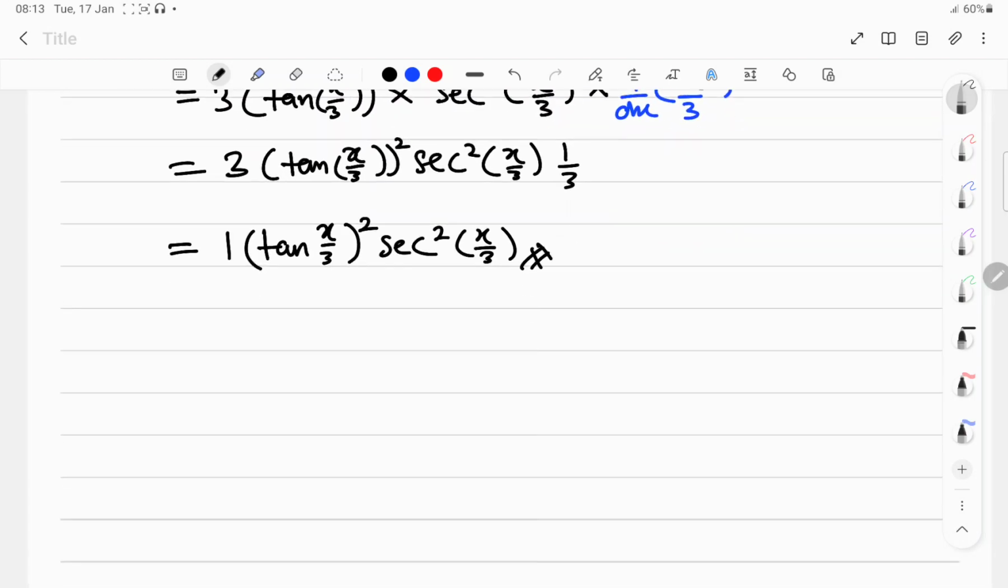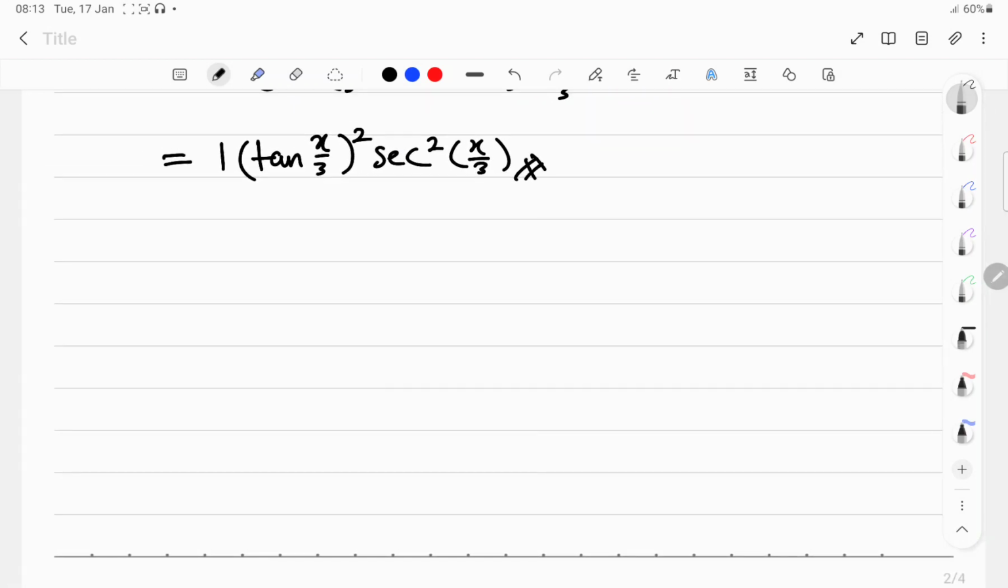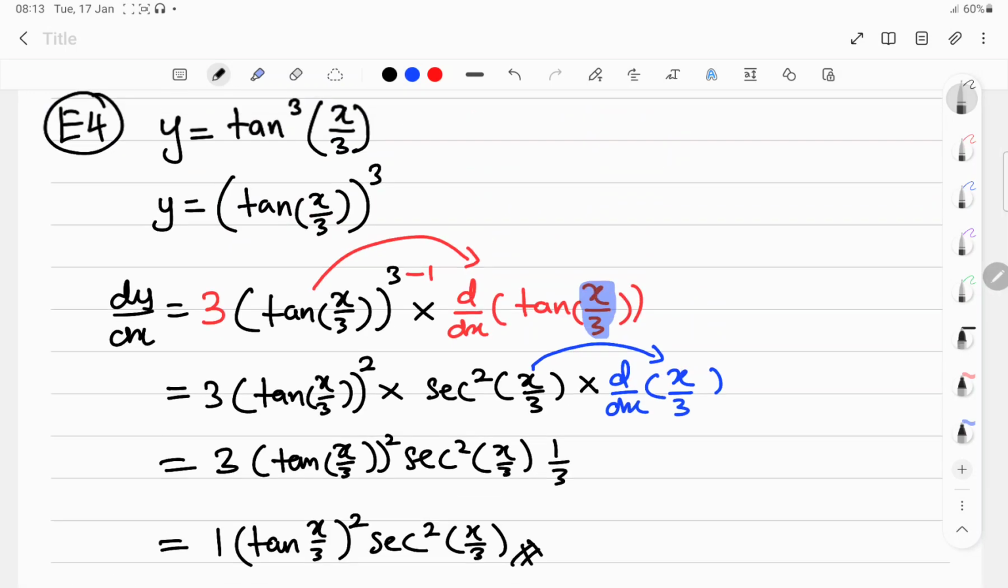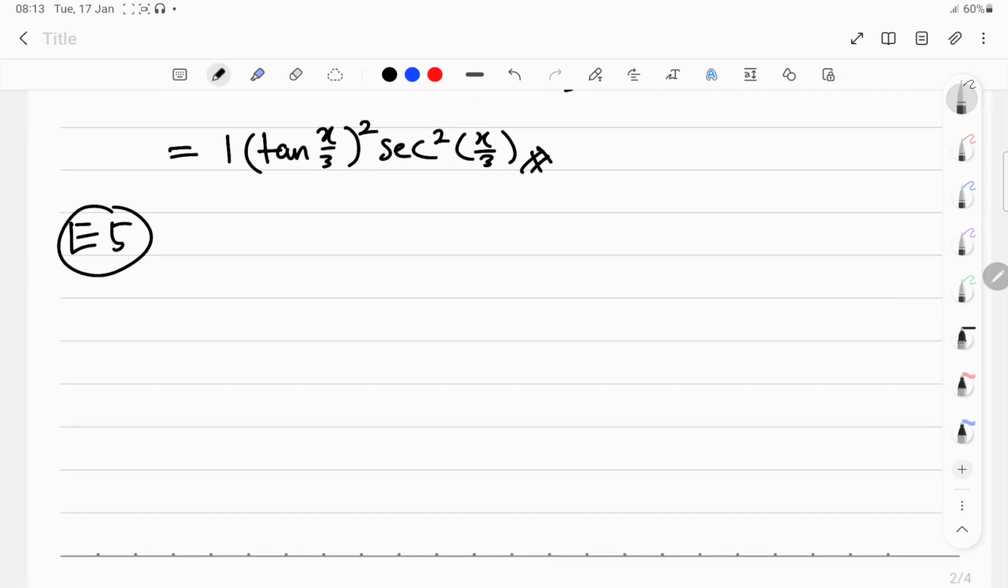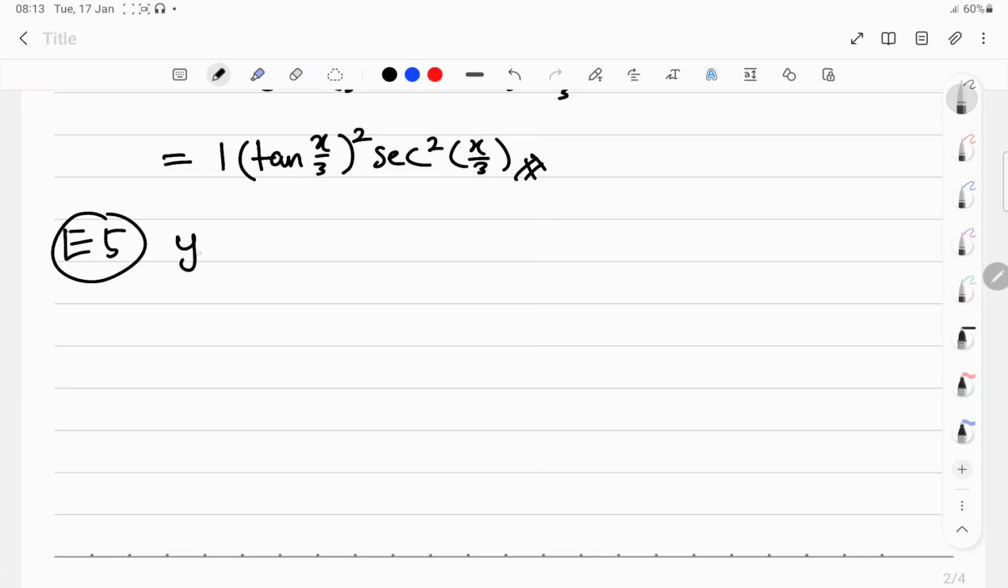Okay, next. Last one, I suppose. Number 5. I forget, number 4. E5. y equals 3 sine cube, 3 sine squared, or cube, x squared. So, how to do this one?